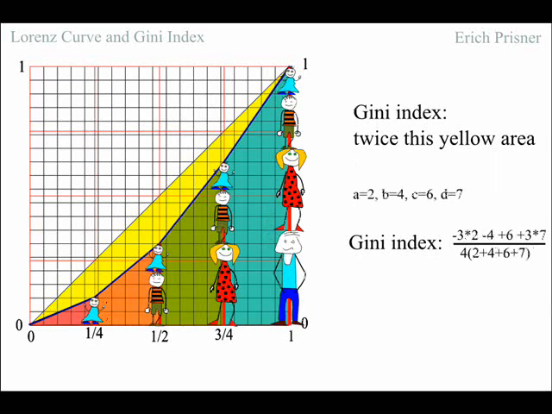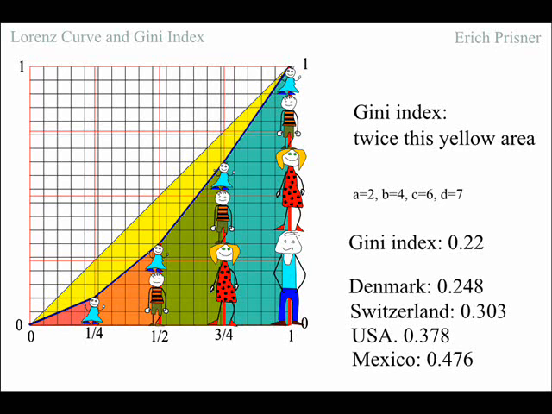For our example, a equals 2, b equals 4, c equals 6, d equals 7, we get a Gini index of g equals negative 3 times 2 minus 4 plus 6 plus 3 times 7 divided by 4 times 19, which is equal to 17 over 76, which is about 0.22. This is a very low Gini index. The income of no country in the world, not even Denmark, is as equally distributed as height is in this family.